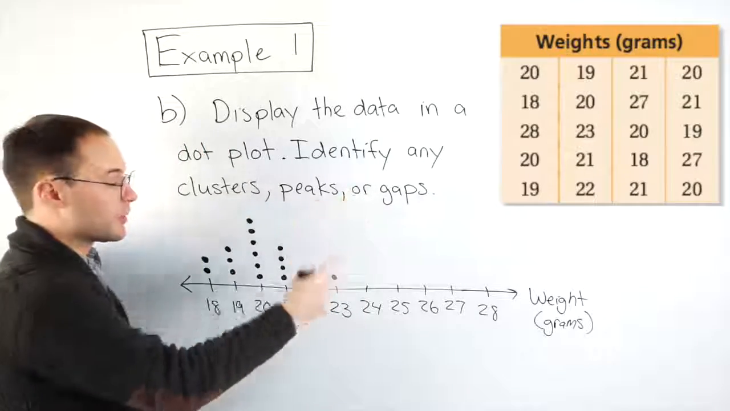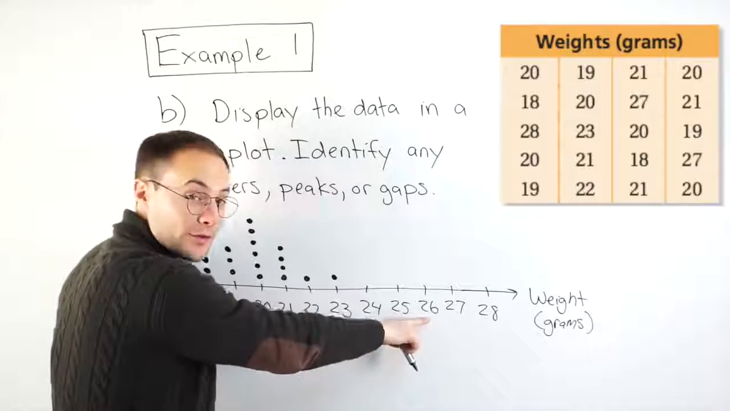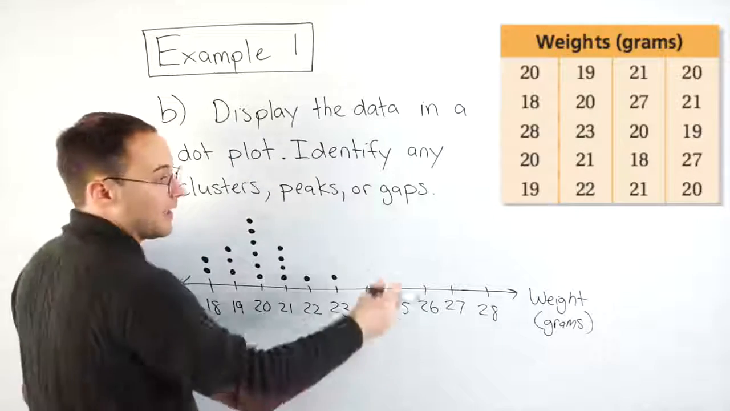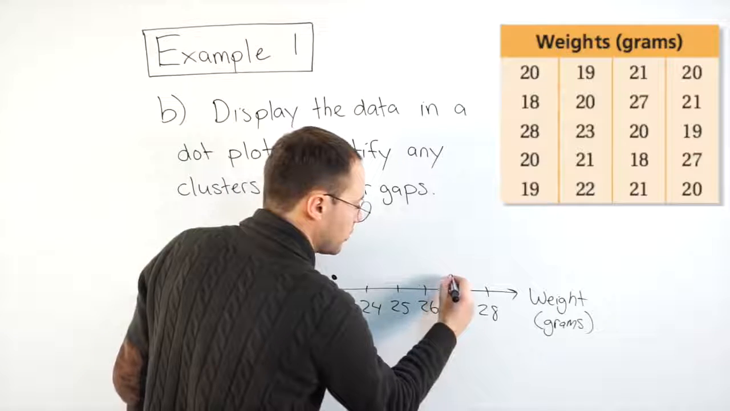At this point, you'll notice there were no 24s, no 25s, no 26s. So I'm going to put nothing there. And then I get to 27 and keep going. So there are 2 of those.